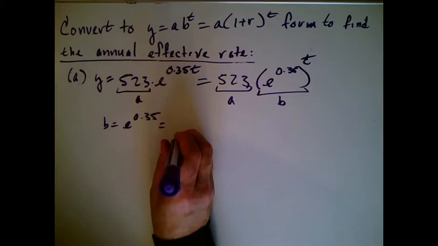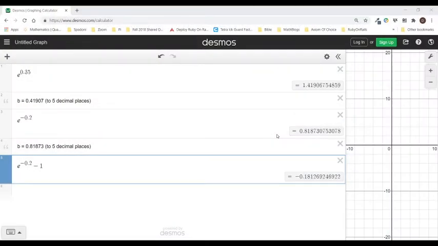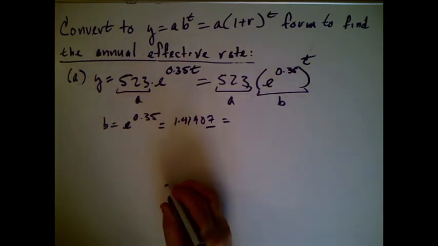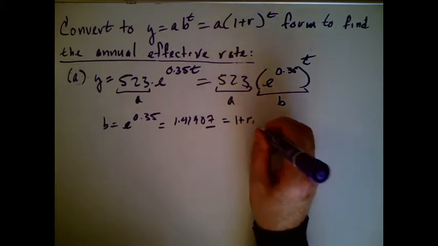Now I don't happen to remember what e to the 0.35 is, so I'm going to go over to Desmos and I'm going to see that it's 1.41907. I'm just going to underline the last decimal place so I know that. That's b. That says basically we can rewrite this function over here. So b equals e to the 0.35, right? This is b, and I can rewrite that as 1 plus r.